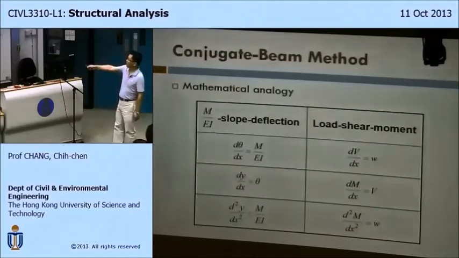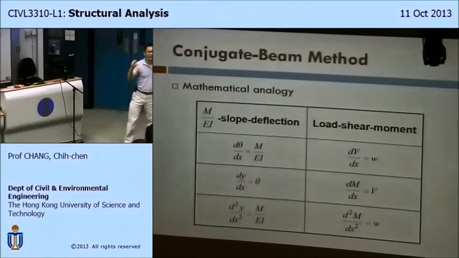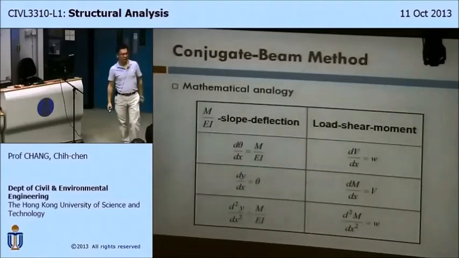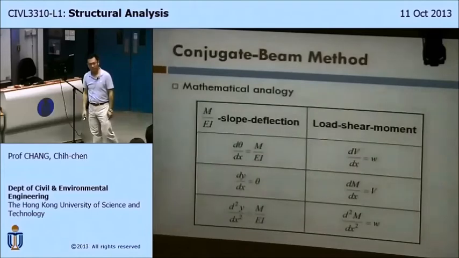The second set of relationships that we identify is related to external force and internal forces. So we identify that the external force is equal to dV/dx, where V is the shear force.